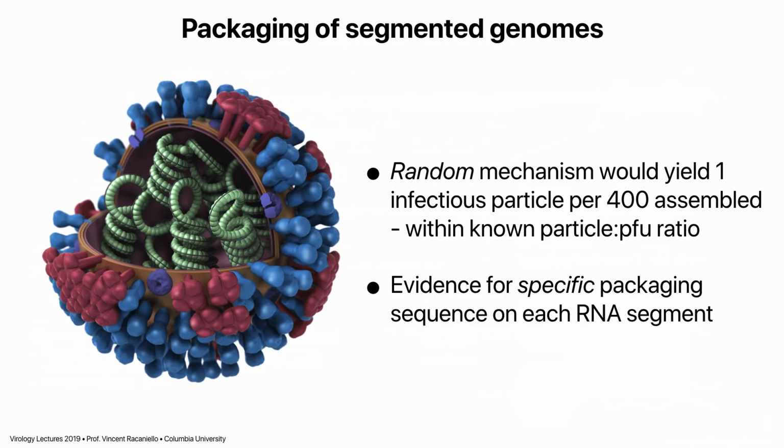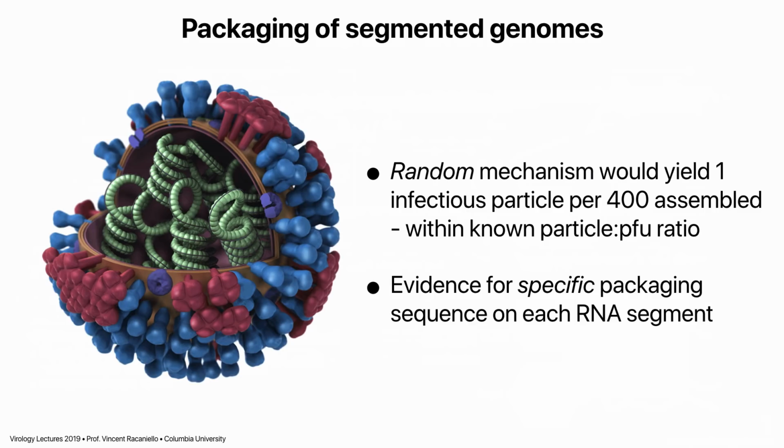And maybe many particles will not be infectious because they're missing the right segments. In fact, when you do the math, if you have 8 segments and you just incorporate them at random, 1 in 400 are going to be infectious. So 1 in 400 times you'll get the right mix. And that is near the particle to PFU ratio of the virus. Remember, particle to PFU, how many infectious viruses per particles? So that could be a random thing, but people weren't happy with that, so they kept looking.